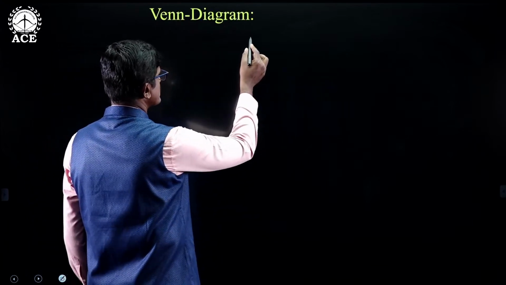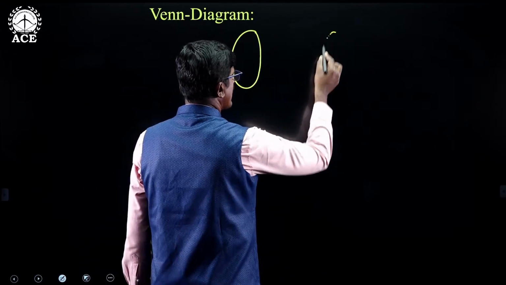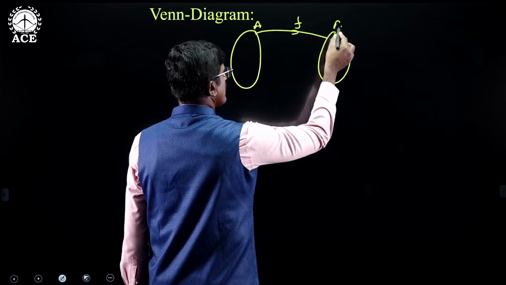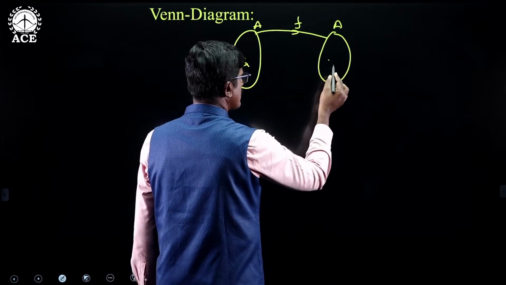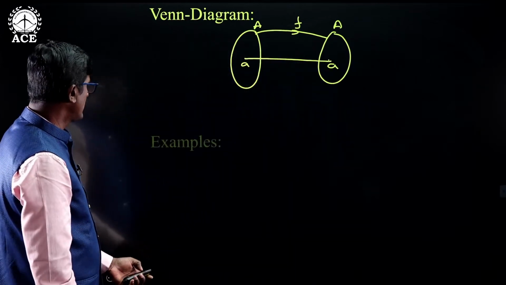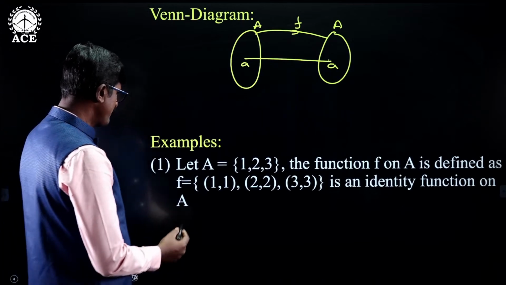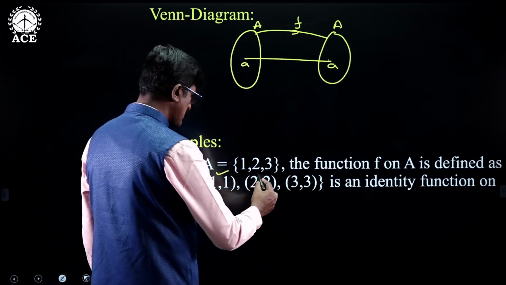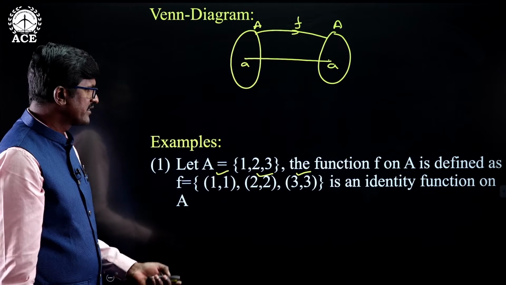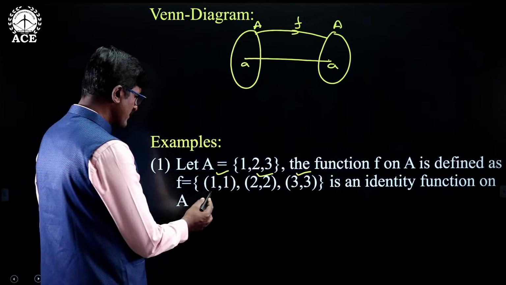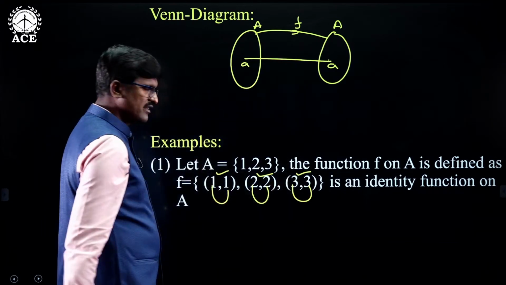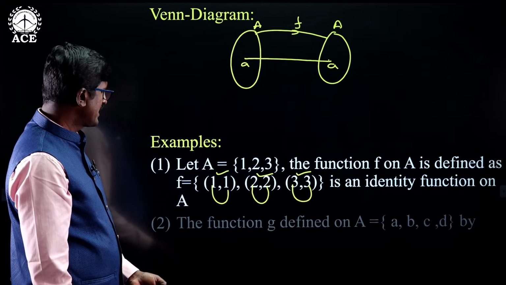This is about the identity function. Next, this is the Venn diagram for it. This is the Venn diagram for identity function. This is f from a to a. If you take the element a, there will be the image a only. A is mapped to a itself. These are the examples. If you look at this one, 1 is mapped to 1 itself, 2 is mapped to 2 itself, 3 is mapped to 3 itself. That means whatever function they have given, that is the identity function. The reason is that the image of 1 is 1 itself, the image of 2 is 2 itself, the image of 3 is 3 itself.